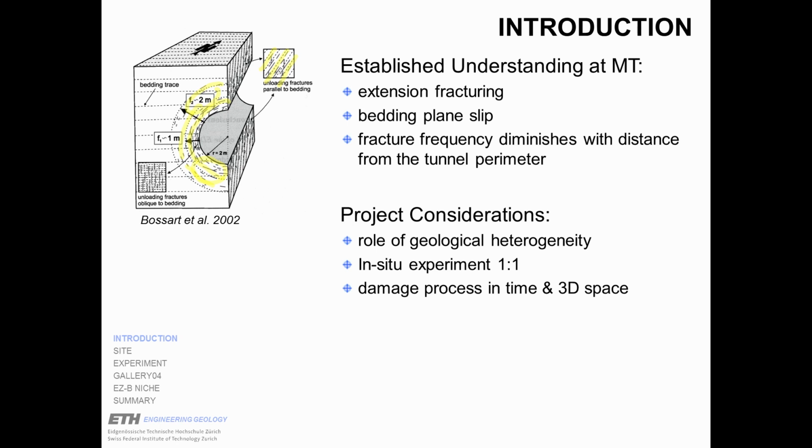In the project that I'm going to present here, we want to consider explicitly the role of geological heterogeneity, and we want to understand what the impacts of geological heterogeneity are on the geometry and on the properties of the damage induced by the excavation. We want to study this in an in situ experiment at the scale of 1:1. So 1:1 means it's also relevant for the scale of a real repository drift, and we want to study this damage process in 3D space and in time.